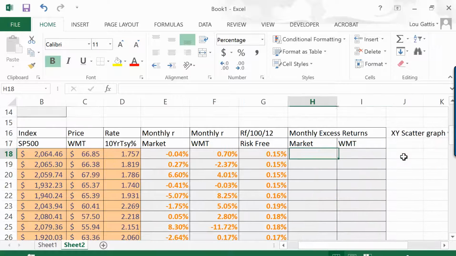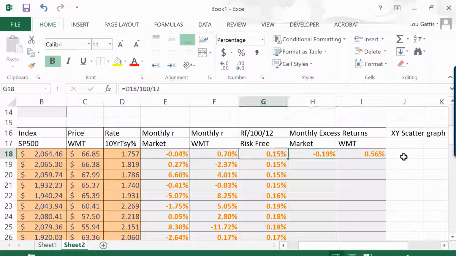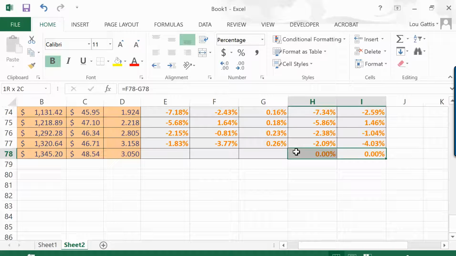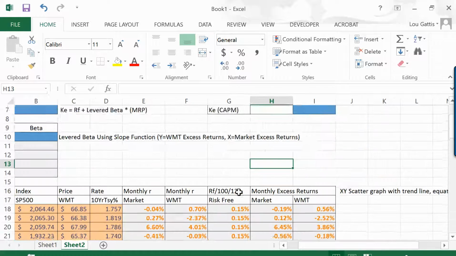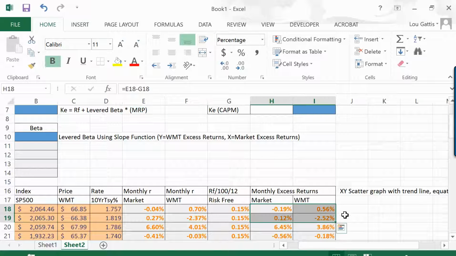And I said what I need to do is regress the excess returns of Walmart on the excess returns of the market. So I'm going to take the market minus Treasury, Walmart minus Treasury. So now I have the excess returns of both markets. Make sure I trim that last piece of data off. So now I have the data I want to run a regression against.